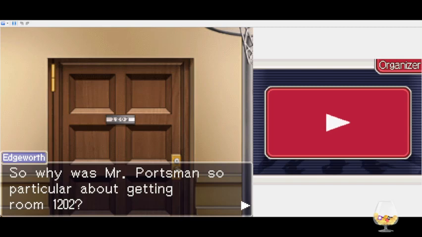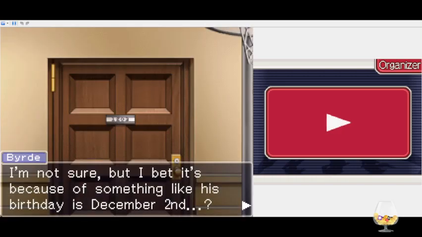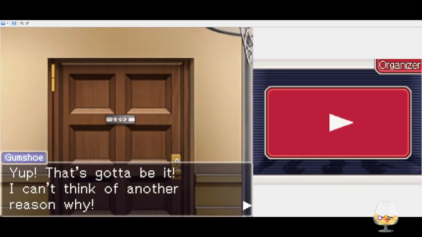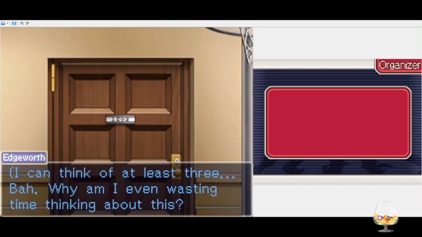So why was Mr. Portsman so particular about getting room 1202? I'm not sure, but I'll bet it's because of something like his birthday's December 2nd. No, it's clearly because he wanted the file that was in that room. Yep, that's gotta be it. I can't think of another reason why. I can think of at least 3. Why am I even wasting time thinking about this?